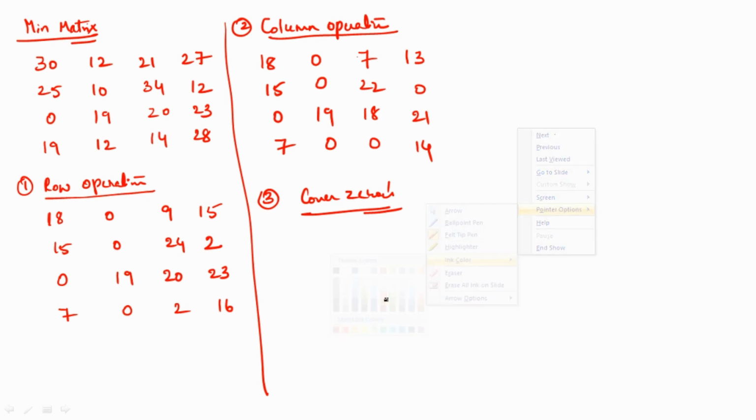I'll change the ink color. Okay, this should be fine. So first row you have 1, second row you have 2, third row you have 1, fourth row you have 2. So two rows with two zeros. Coming on to columns: 1, 3, 1 and 1. So I'll go with the second column because it has got 3 zeros.